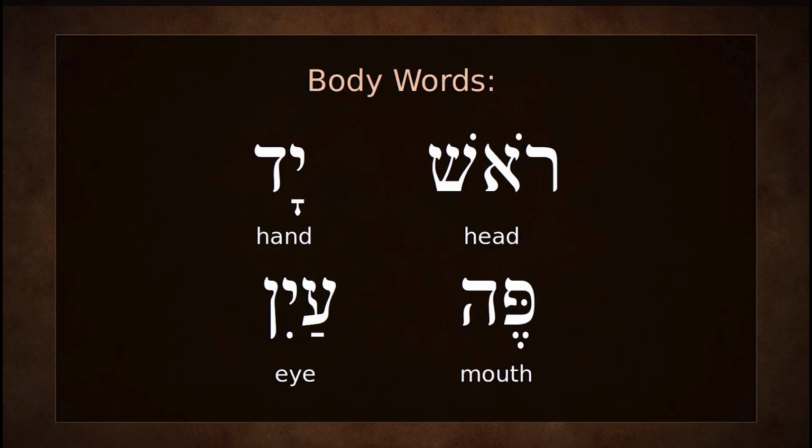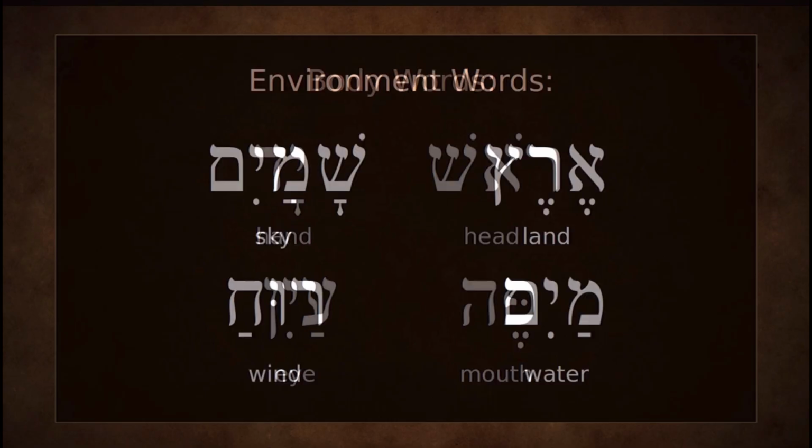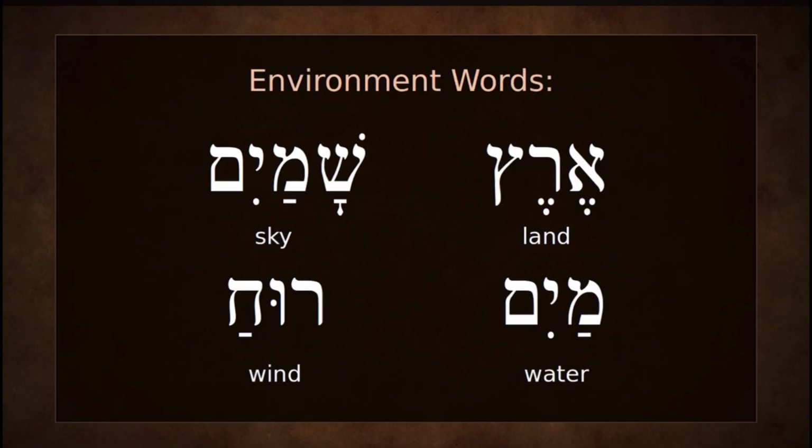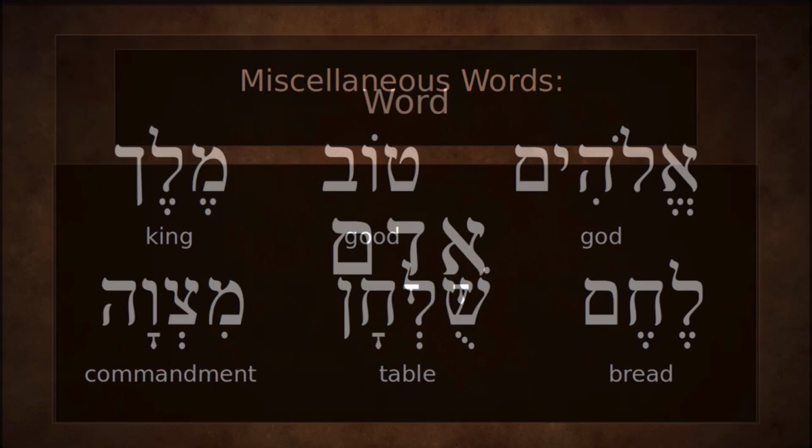Again, at the top right, we have rosh, which means head, followed by yad, which means hand. In the bottom row, peh means mouth, and ayin means eye. Here we have some words describing the outdoors. First we have eretz, which means land, then shamayim, which means sky. In the bottom row, mayim means water, and ruach means wind. The rest of the words don't fall into new word.